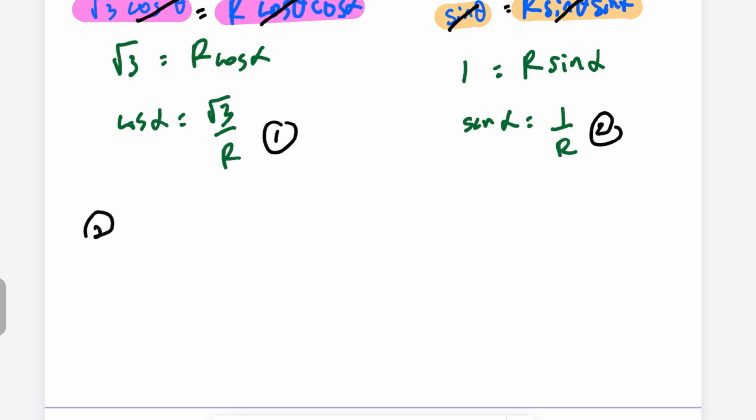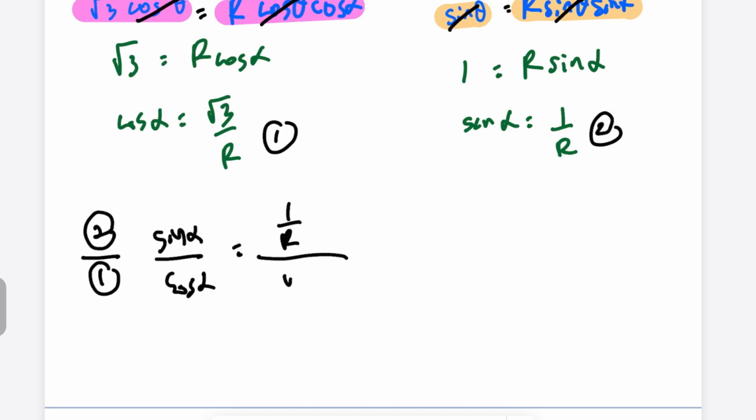Our aim right now is we want tangent. So let's divide 2 by 1. Okay, so sine alpha divided by cos alpha, you'll get tangent. This is what we want. For the right hand side, 1 over r divided by root 3 over r. So this one can be cancelled out. And then sine over cos is tangent alpha, equal to 1 over root 3. This is what we want, okay? Because from here, very easily, you can find the acute angle. Just use calculator, shift tangent 1 over root 3 to find arc tangent. So your alpha is 30 degrees, okay?